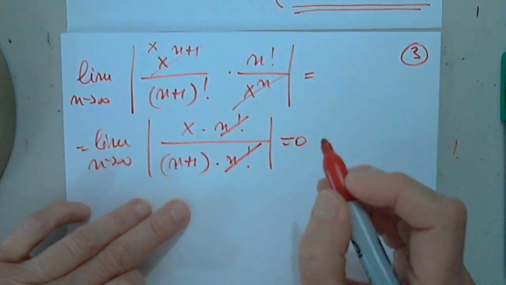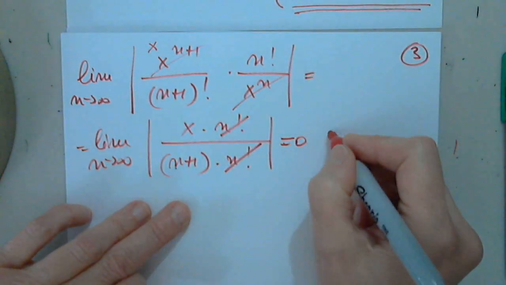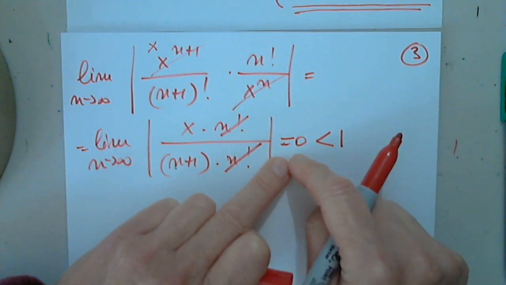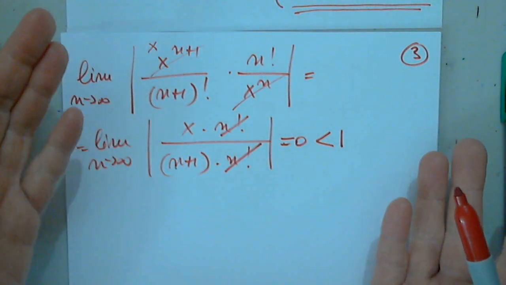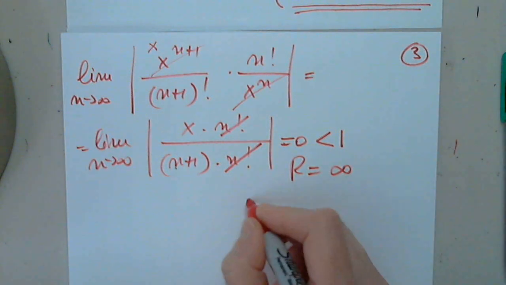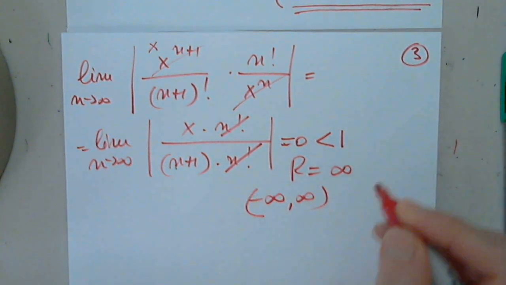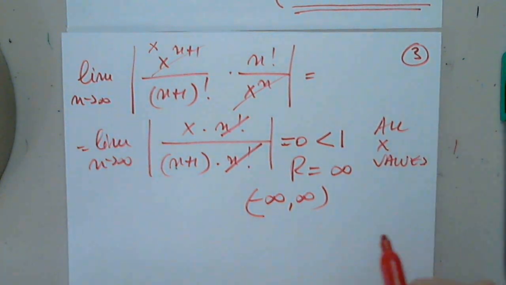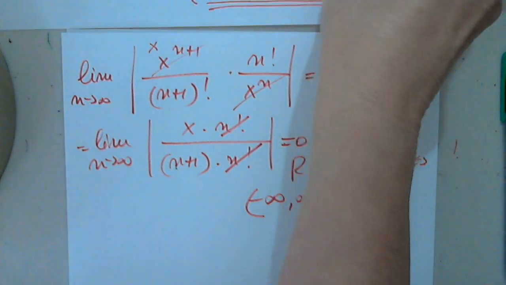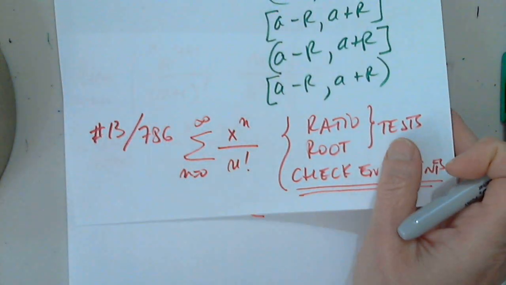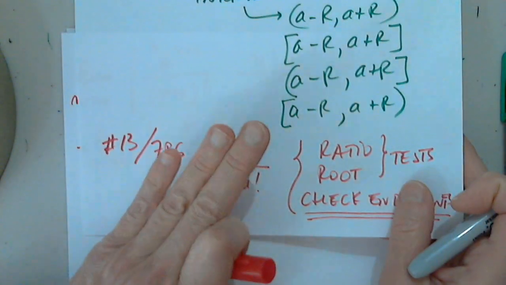Now see what happens when n approaches infinity. This is 0. Remember the ratio test, the limit has to be less than 1. So it is less than 1, and we didn't determine any x. So the radius of convergence is infinity, and the interval of convergence is all real numbers, all x values. Any x will make this series convergent. So if this is a function, its domain will be all real numbers.